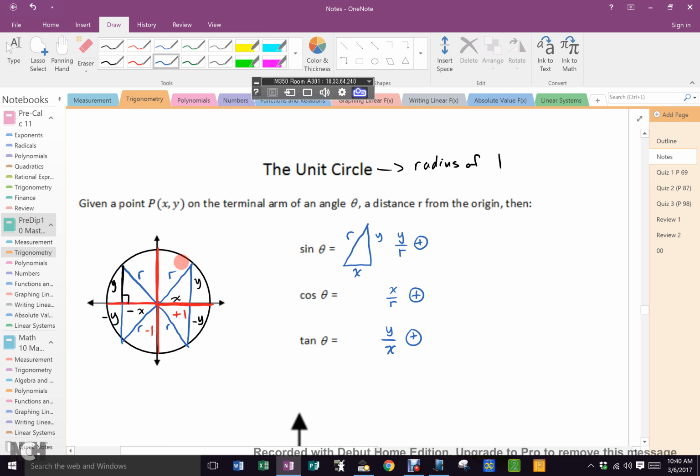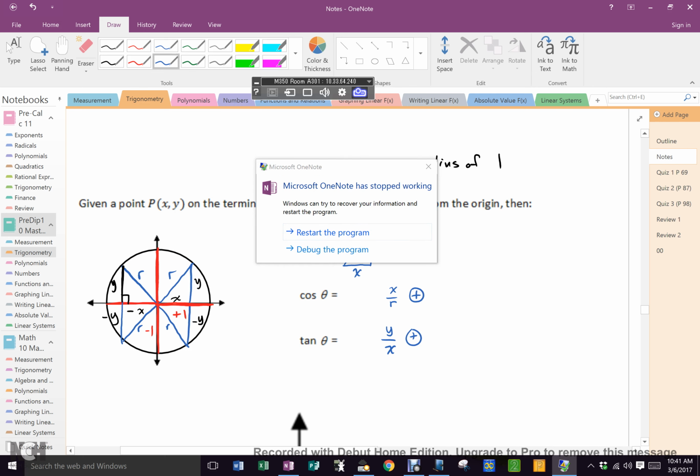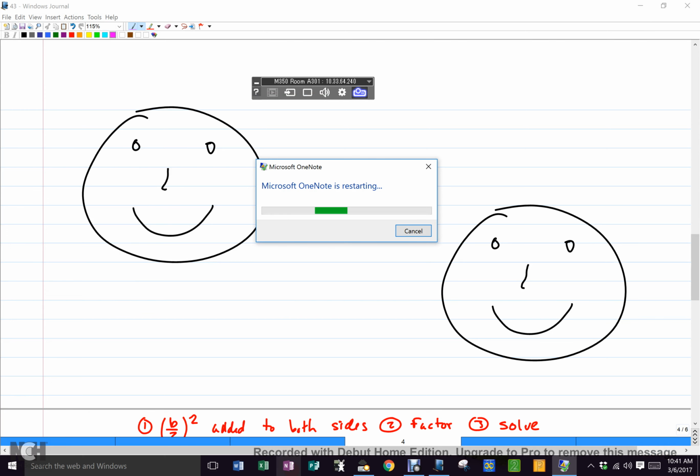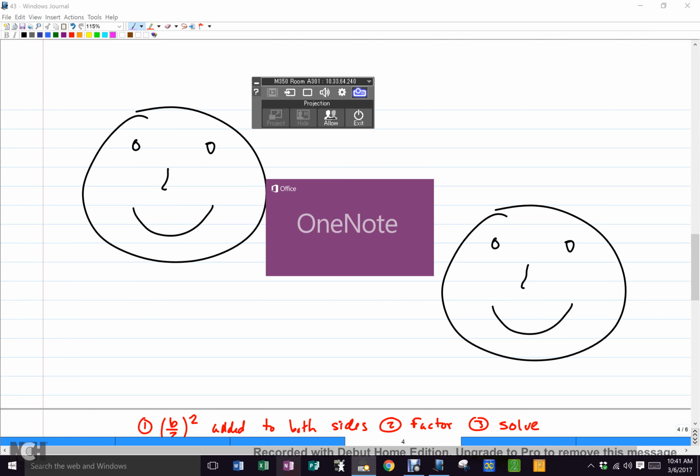Look at what happens as we go around the circle. What happens here? This is quadrant 1. What happens in quadrant 2?